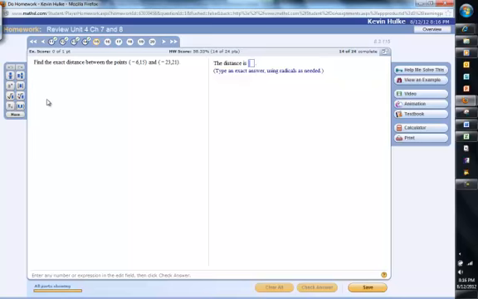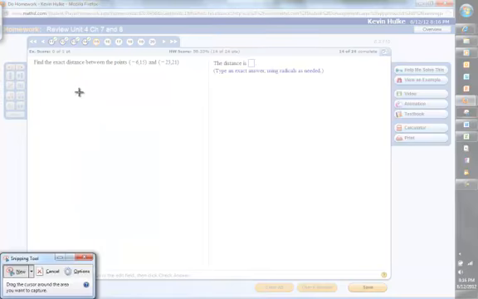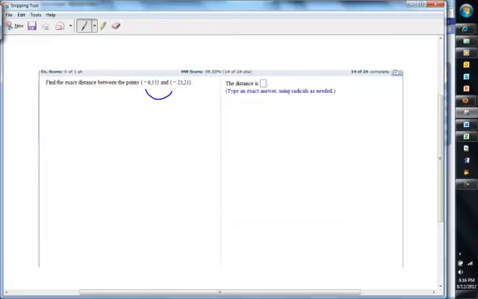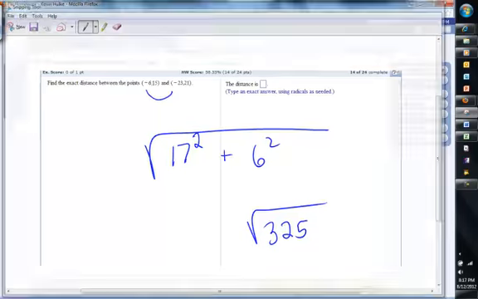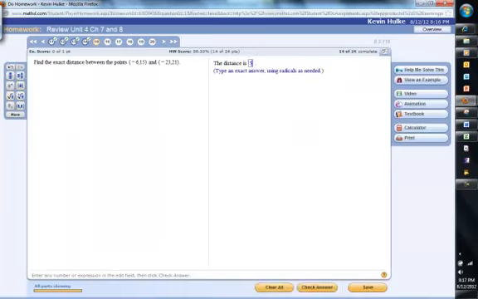Number 15, find the distance between the points. So from -6 to -23 is 17 squared. From 15 to 21 is 6 squared. So we have 17 squared plus 6 squared is 325. So the square root of 325 is 5 root 13. 5 square root 13.